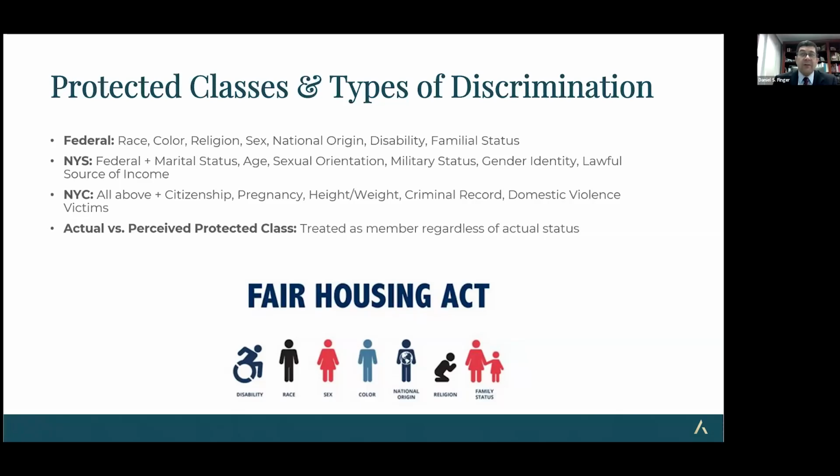For co-ops, that is particularly important in the application process. That doesn't mean that you're not allowed to look at the amount of the income. It doesn't mean that you're not allowed to look at the source of the income. You are allowed to look at those things. You're not allowed to discriminate based on it. So they still have to meet the same financial requirements. But as long as the income is lawful, you can't discriminate based on where that income comes from.